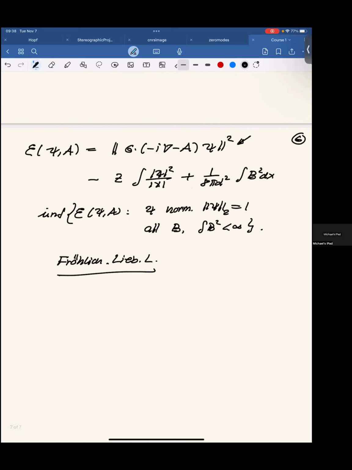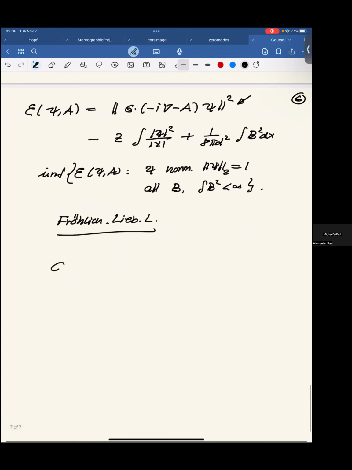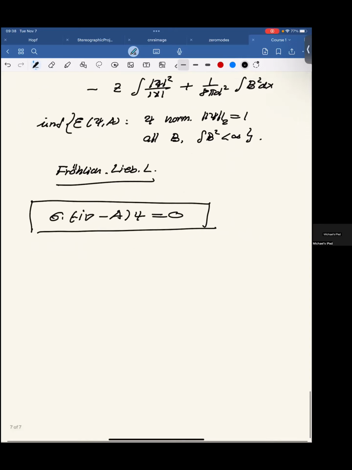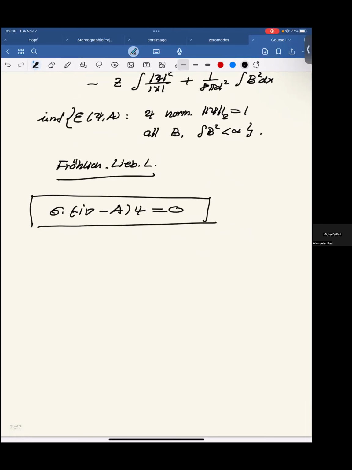Okay, so now let's imagine for a moment that we have a solution of the following equation. Sigma dot (minus i grad minus A) psi equals 0. Suppose we have a solution. So this is a terrible equation, right? It's actually a system. Let me write it out so that you see it in front of you. This is sigma 1 (minus i d1 minus a1) plus sigma 2 (minus i d2 minus a2), of course, that you can all imagine.